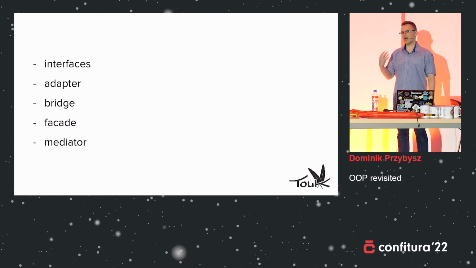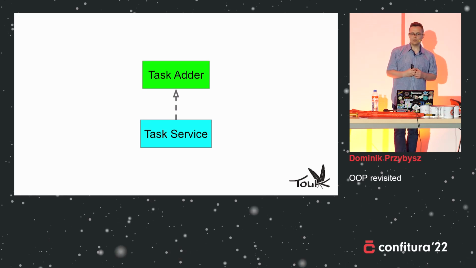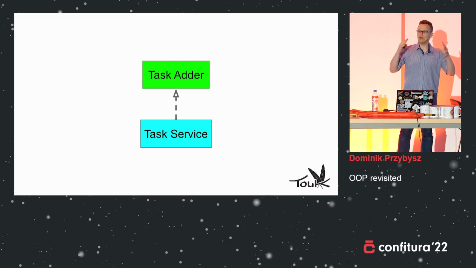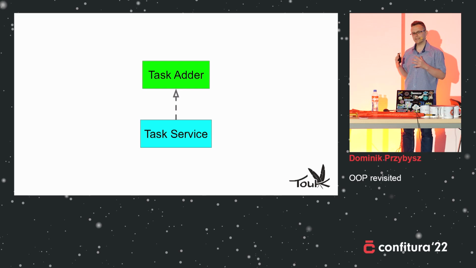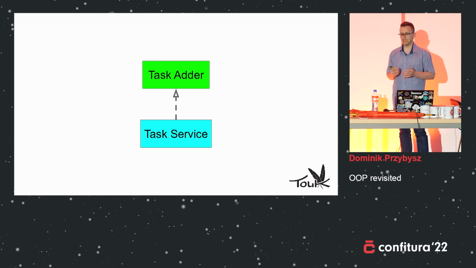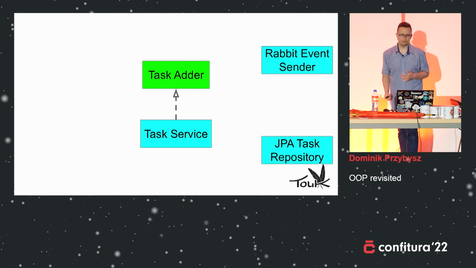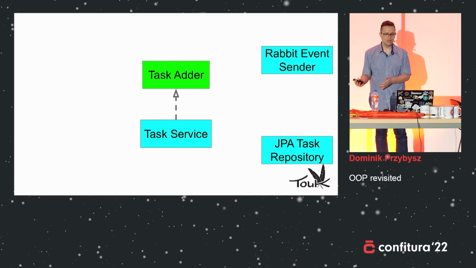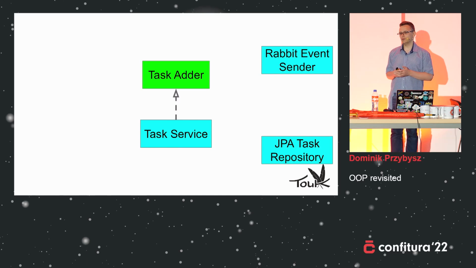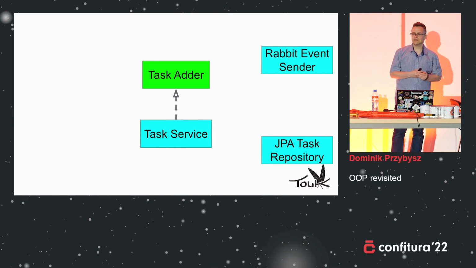Okay, so for our task service, we want to create such a higher level component. So we can create TaskAdder, and it will be one interface, one higher level component, which describes a specific use case of our module that we have. Of course, to add a task, you will have to know about some message queue. In our case, it will be RabbitMQ. You also have to save something in the database, and we will do it using the JPA task repository.